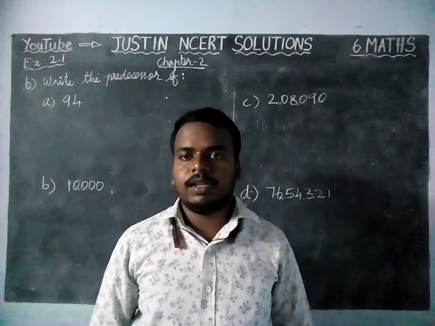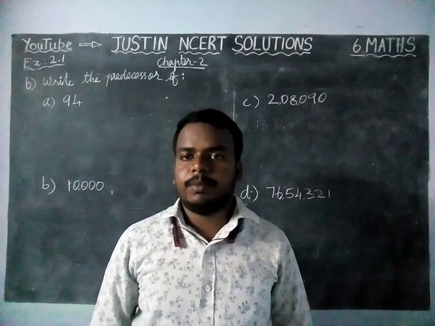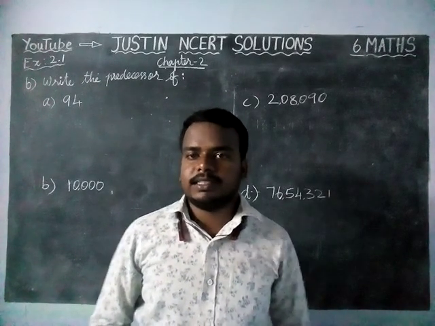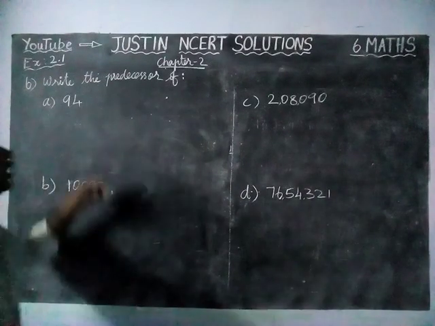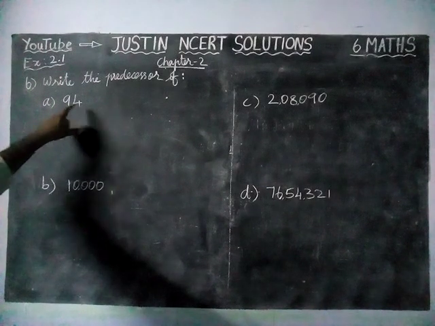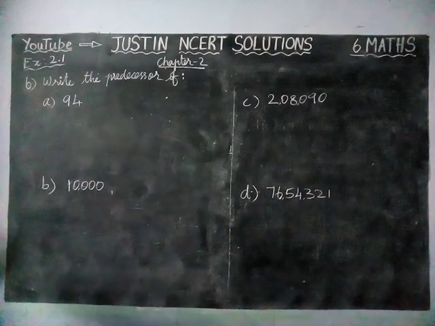In this video, we are going to see 6th standard maths, chapter 2, exercise 2.1, 6th question. Write the predecessor of the given numbers. The meaning of predecessor means we have to find the previous number. We can subtract 1, and we will get the previous number.